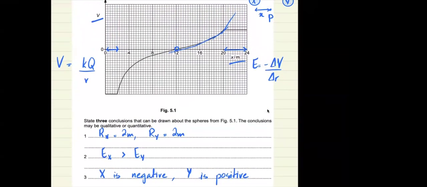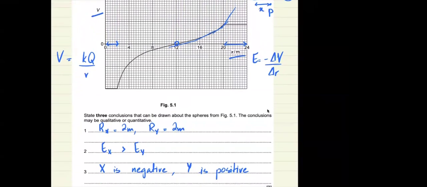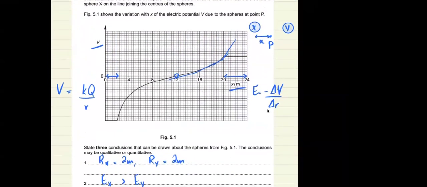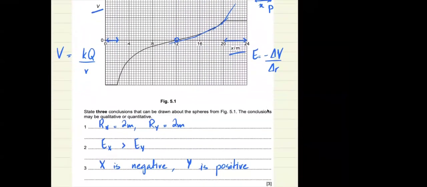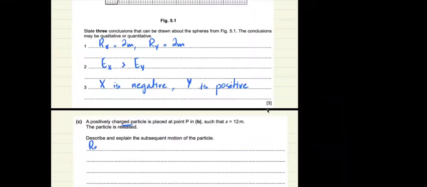So if a positively charged particle is placed, what is going to happen to it? First off, if it is placed at 12 meters, it's going to be attracted towards X and repelled by Y. This is the first thing, which is very obvious to say, right? So it is going to be repelled by Y, attracted by X.